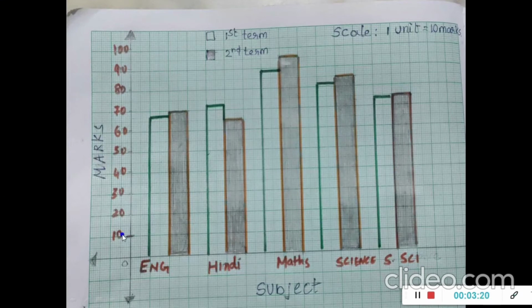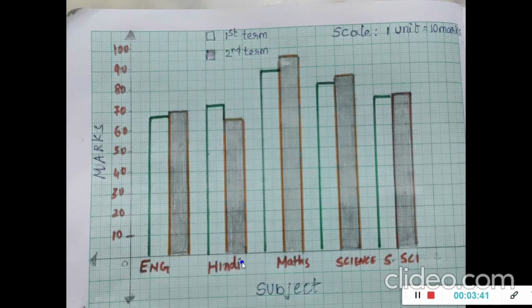So first one we have 67. From 60 to 70 there are 10 lines. On the 7th line you have to draw. That will be the 67 marks. The next one, second term, the mark scored is 70. 70 is already there, that you have to mark. So you make the double, first term and the second term.